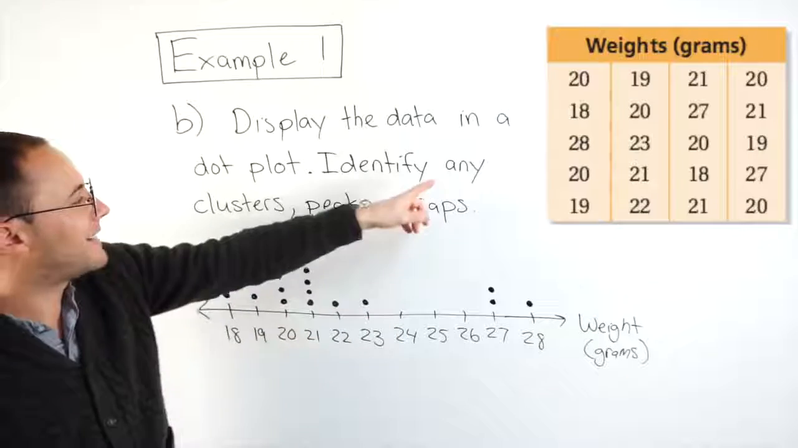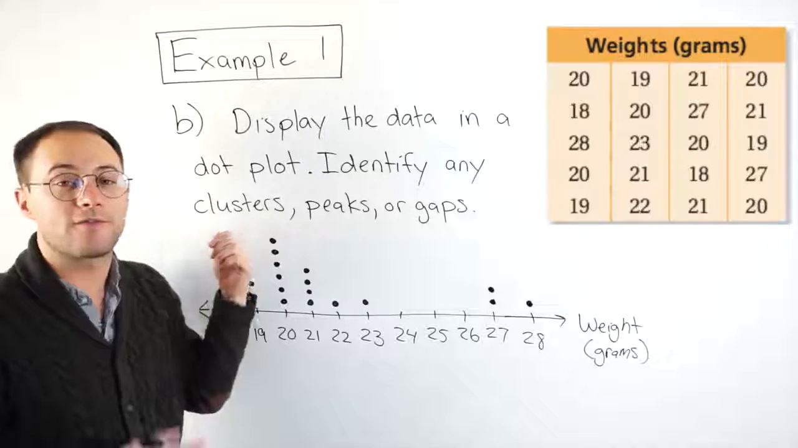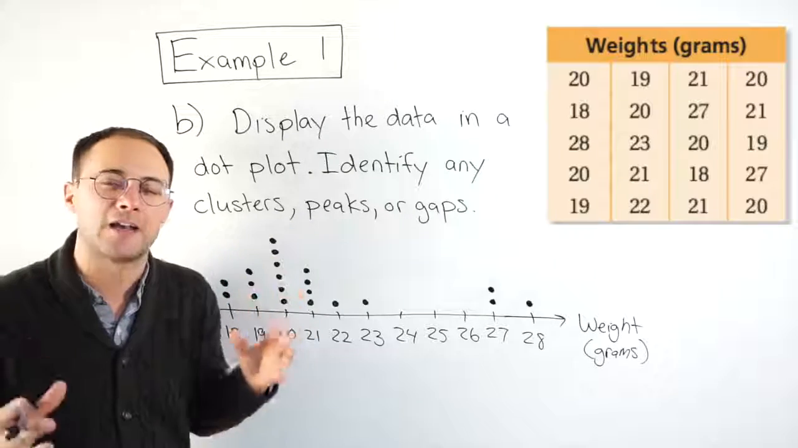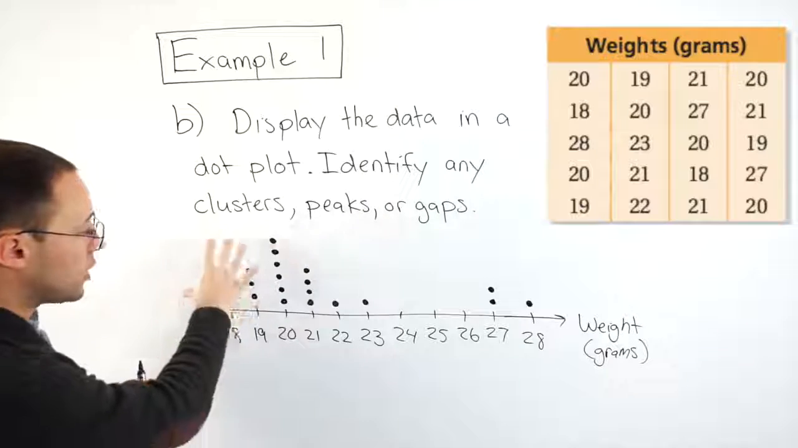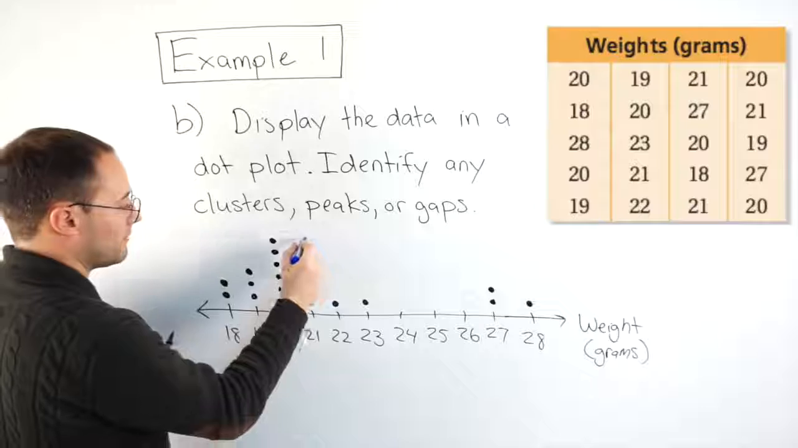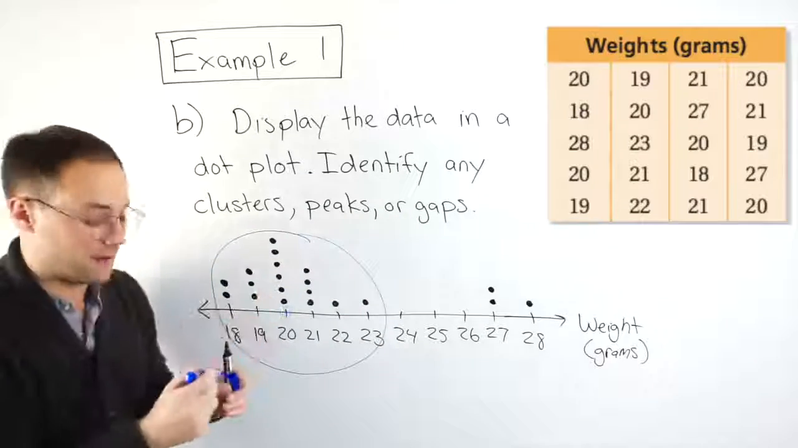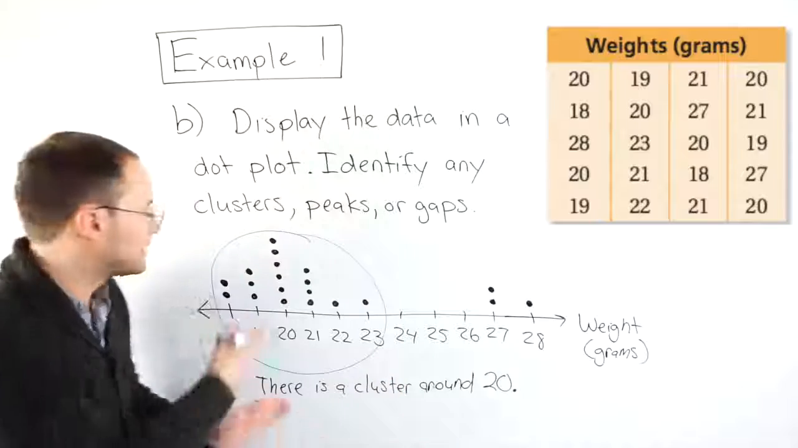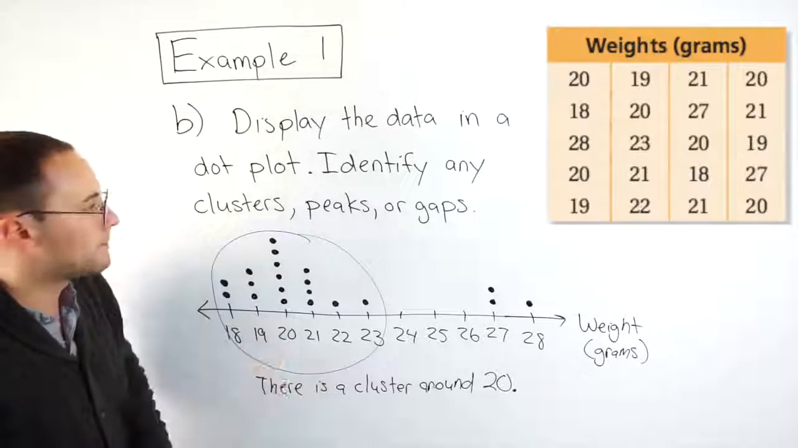Let's go to the next part. Identify any clusters, peaks, or gaps. Well, let's look at the clusters. First, a cluster is where a lot of data values are kind of bunched together. So if you look over here, you'll notice, well, it looks like there's a whole bunch of data values right there. You're just going to pick kind of what's in the middle where they kind of all seem to be drawn to. So that would be 20.